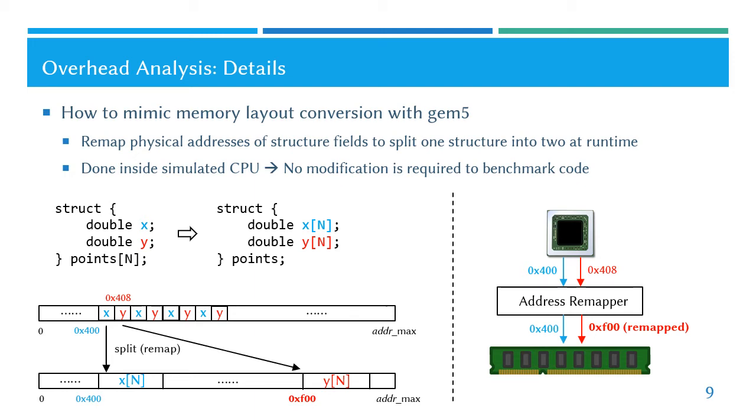To do this, we implement a module called address remapper into Gem5. The address remapper takes an original address of a memory access instruction and returns a remapped address. For example, on the right, the address 408 is converted into address F00 because address 408 points to member Y, which has to be split away from member X.